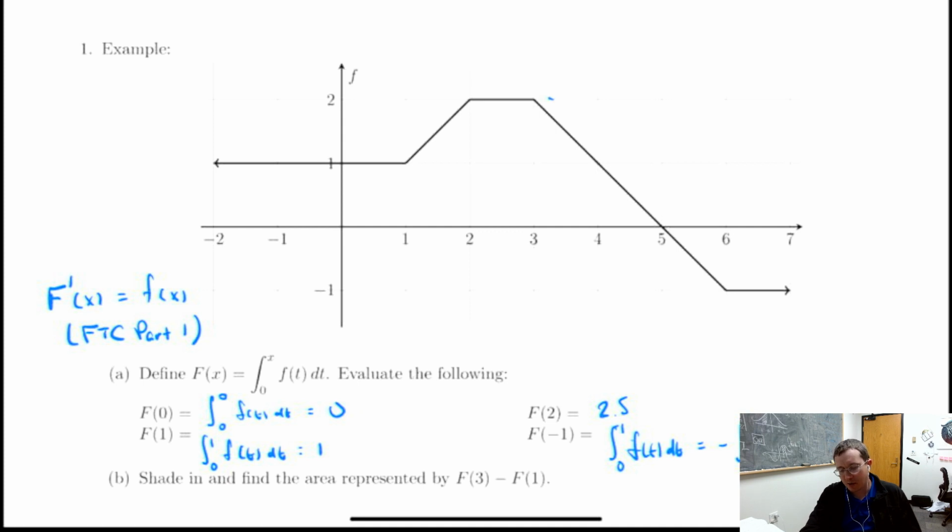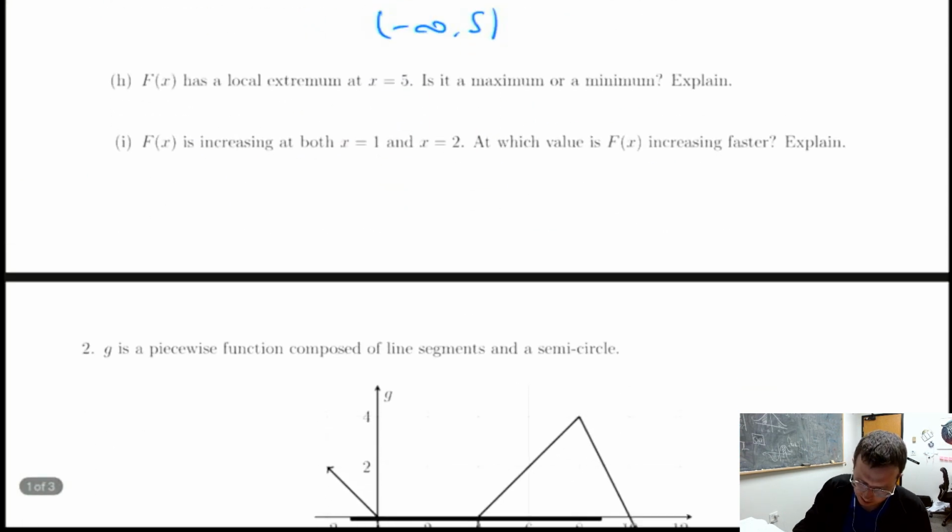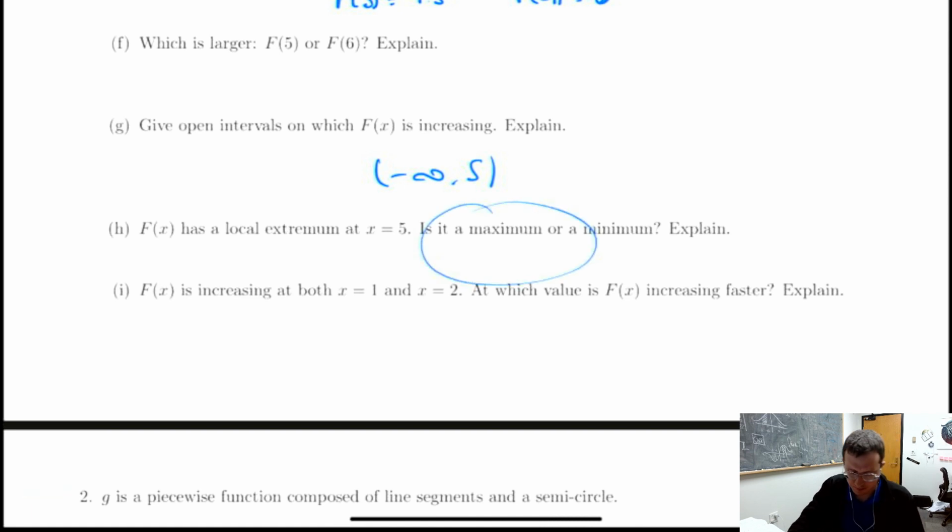So when I see the graph of a derivative go from positive to negative, that tells me that the original function, capital F, is going from increasing to decreasing. When a function goes from increasing to decreasing, that's a local maximum.